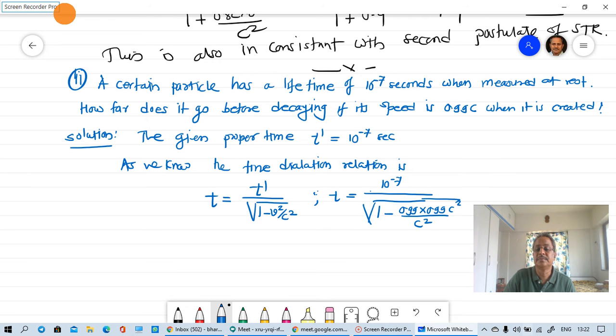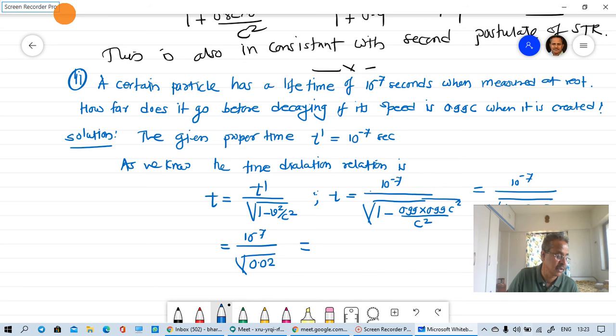So just calculate this. 10 raised to minus 7 in the numerator divided by square root of 1 minus. Now see this calculation: c square gets cancelled, and find the product of 0.99 into 0.99. You will get something very interesting, that comes to be 0.98. Check on the calculator or on your mobile too. So this is 10 raised to minus 7 divided by square root of 1 minus 0.02. Now get its square root and you will get t to be 7.088 into 10 raised to minus 7 seconds.